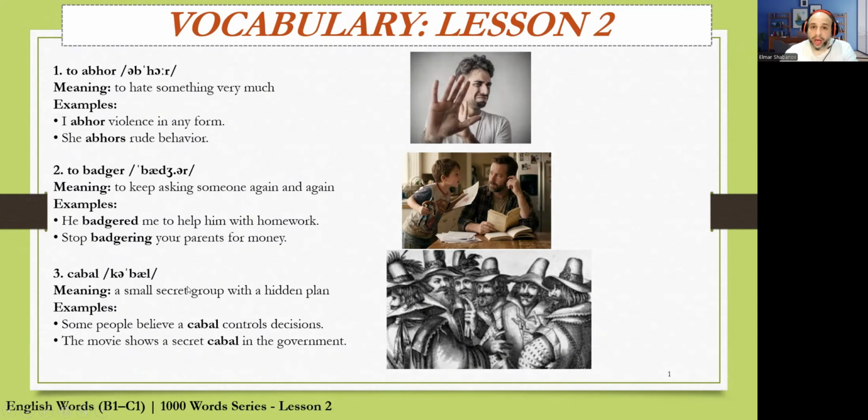Number 3, cabal. It's a noun. It means a small secret group with a hidden plan. Examples: some people believe a cabal controls decisions. So some secret group controls decisions. The movie shows a secret cabal in the government, a secret group in the government.